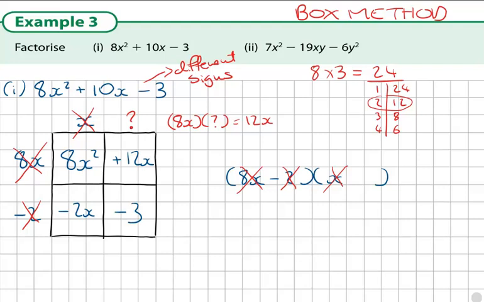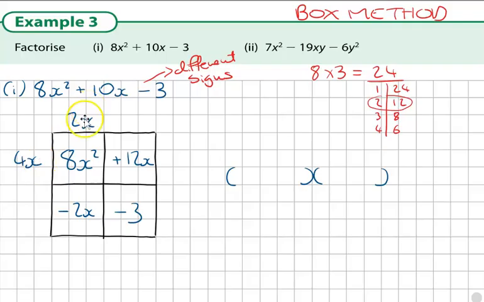So what I'm going to have to do is go back to the start and redo the very first step. So instead of 8x times x, I'll have 4x times 2x. So 4x goes in the first bracket and 2x goes in the second bracket. So then my factors will remain the same. I'll still have different signs. And I'm still going to go with 12x and minus 2x.